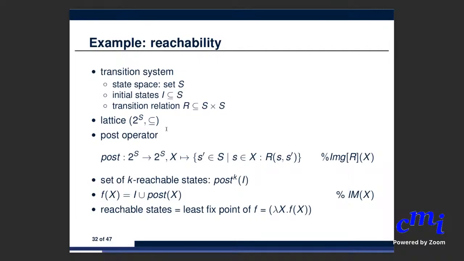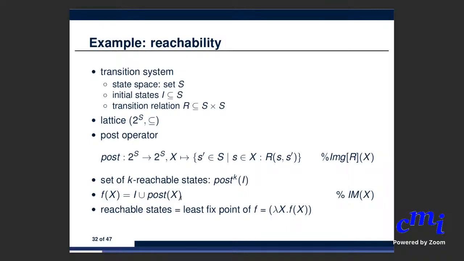And here our fixed point, the reachable set, is an element of this lattice, which is characterized as a fixed point of this higher order function. All it does is add I to the post of X. The set of reachable states is exactly the fixed point of such a higher order function. Sometimes the least fixed point is also represented as lambda x of f of x.